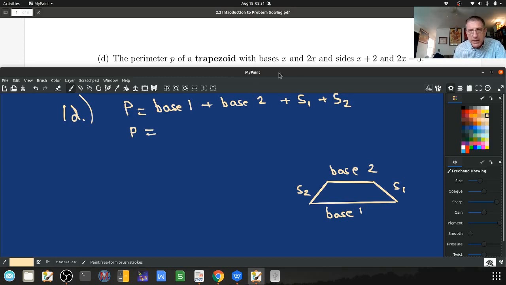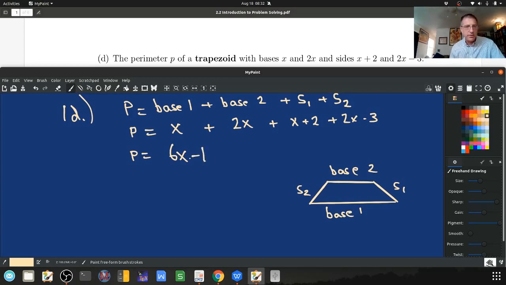But we're given that base 1 is x, base 2 is 2x, side 1 is x plus 2, and side 2 is 2x minus 3. So all we have to do now is just collect like terms and simplify. So here I have x plus 2x is 3x, plus another x is 4x, plus 2 more x's gives me 6x. Then let's find the constant terms. 2 minus 3 is minus 1. So the perimeter is equal to 6x minus 1.